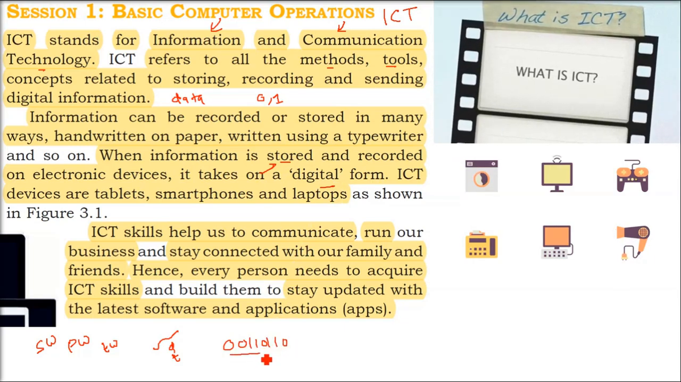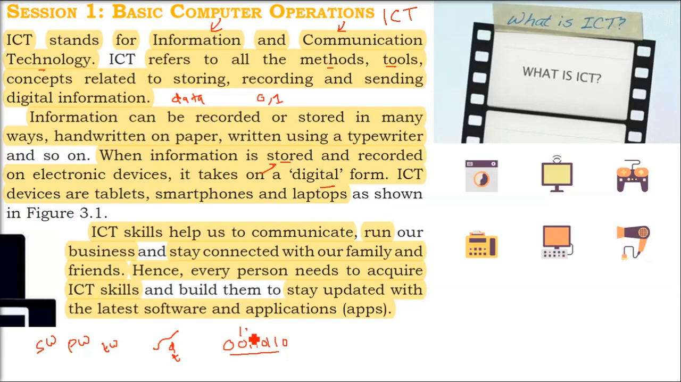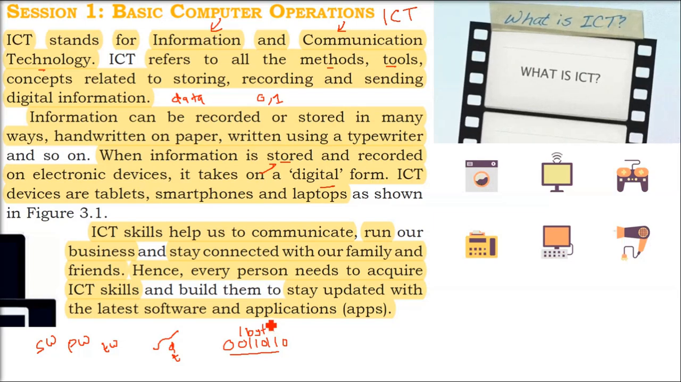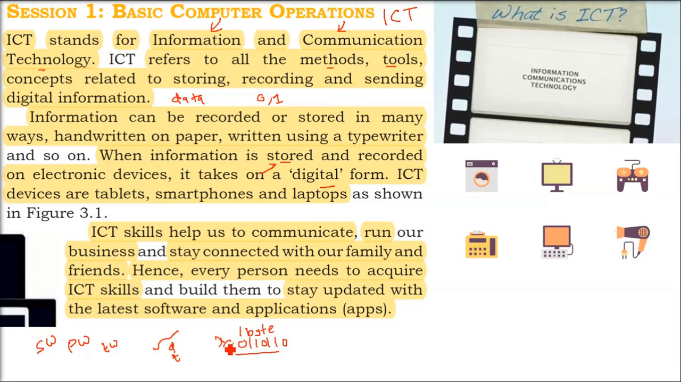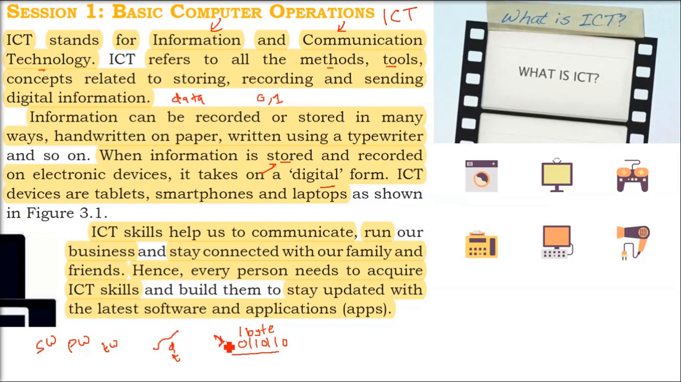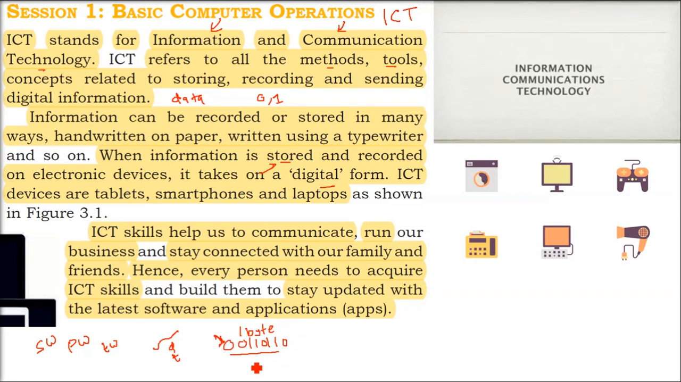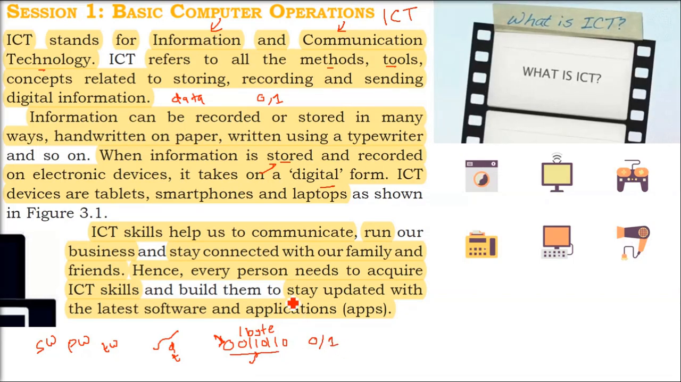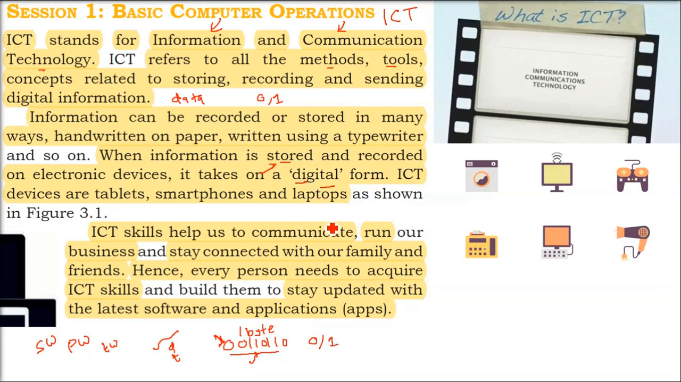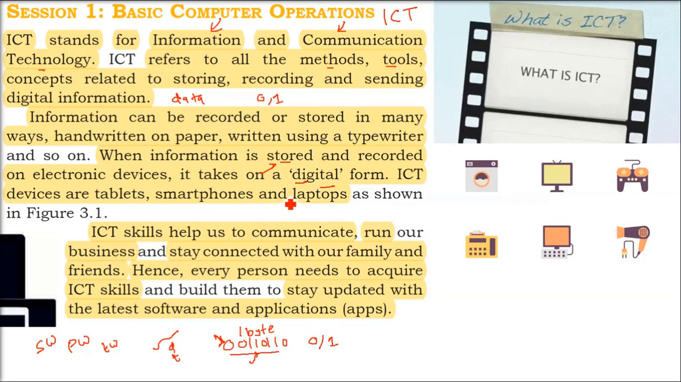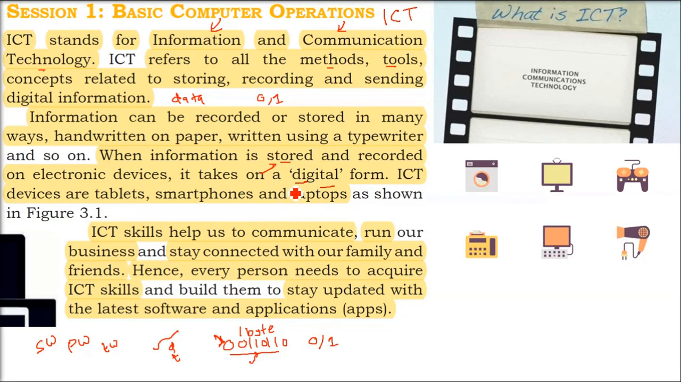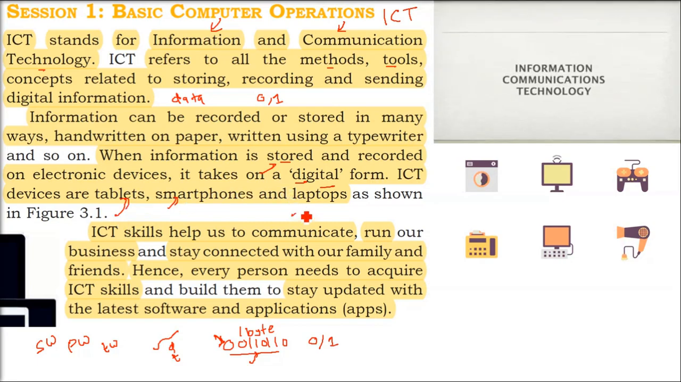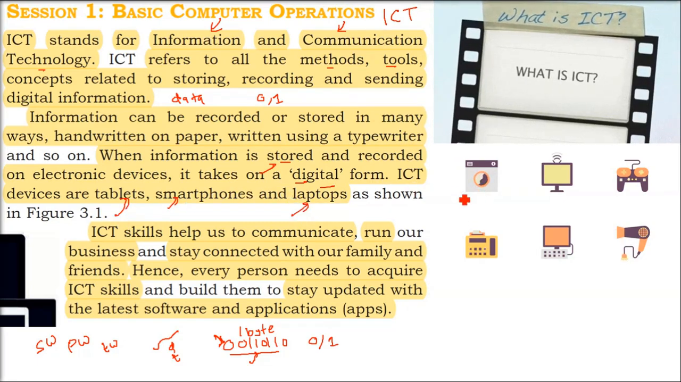This 8-bit formation of 0s and 1s is called a byte. This is the minimum counting unit. A byte becomes a kilobyte, then megabyte, then gigabyte, and so on. So the data is 0 and 1. This is digital form. ICT, information and communication technology devices, are generally tablets, smartphones and laptops.